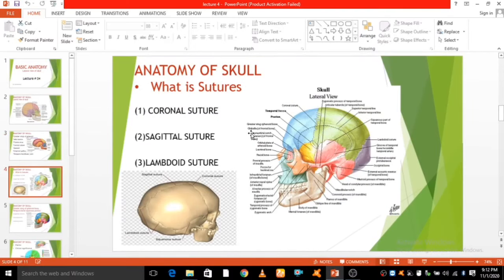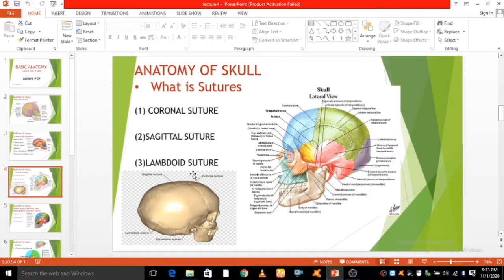What is a suture? In the last video, I already told you about sutures. The coronal suture is a fibrous connective tissue joint that separates the two parietal bones from the frontal bone, like this. This is the frontal bone, and these are the parietal bones, separated by the coronal suture.